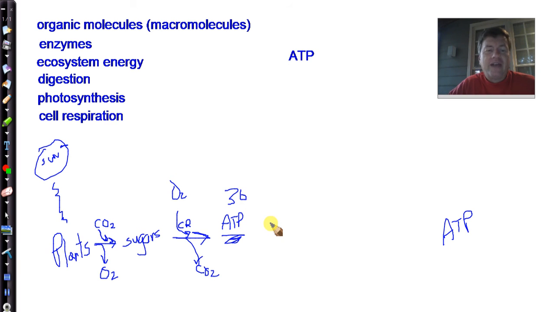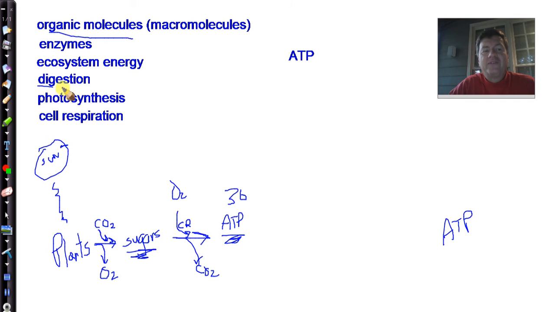Now, this is actually a really basic overview, so let's come back to our list. Organic molecules. Organic molecules include sugars. Plants are also, besides sugars, going to produce starch and cellulose and some other components. Ultimately, when a consumer, like an animal, eats them, they actually can also produce other macromolecules. They can produce their own proteins and their own nucleic acids and their own lipids.